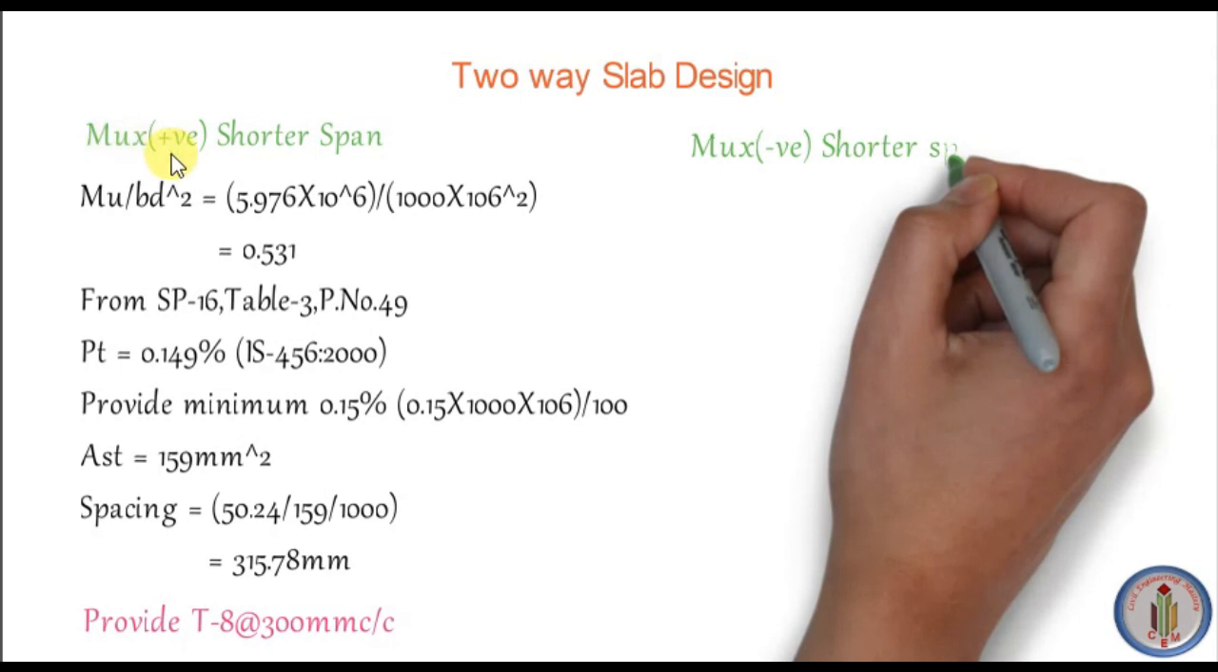So for Mx positive, that is the positive moment in the shorter span direction, we have calculated the reinforcement as T8 at 300 mm center to center.